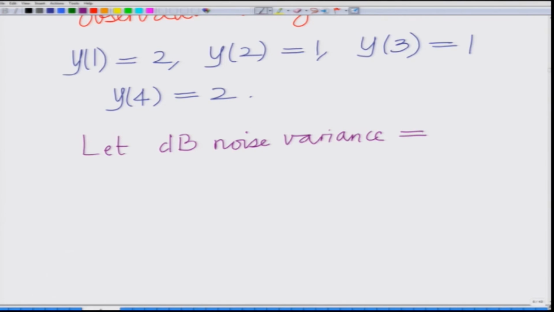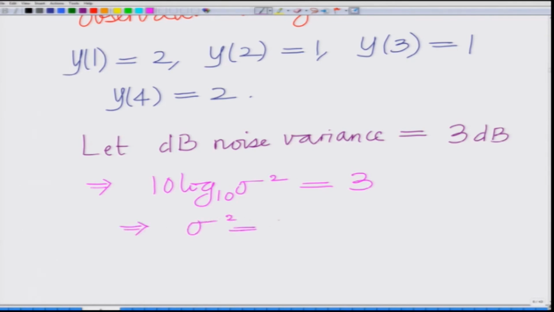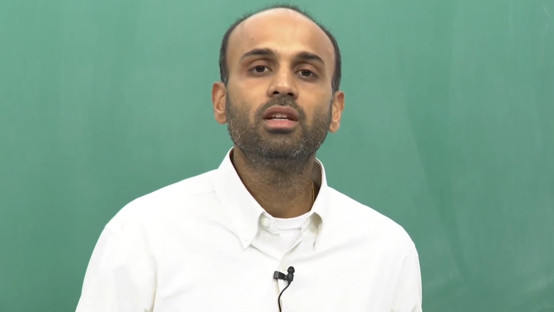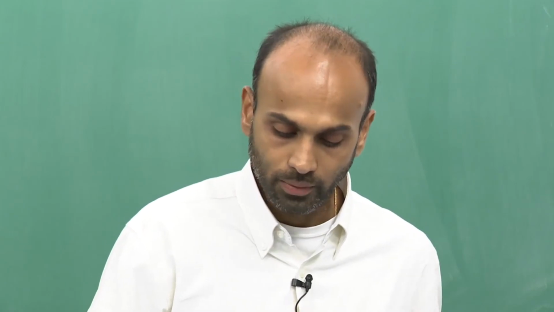Alright. Let the noise variance be equal to 3 dB. This implies that dB noise variance means basically 10 log 10 of sigma square equals 3, which implies sigma square equals 10 to the power of 0.3, which is approximately equal to 2. We have already done this several times, that is 3 dB is approximately equal to 2. So 3 dB noise variance means noise variance is equal to 2.